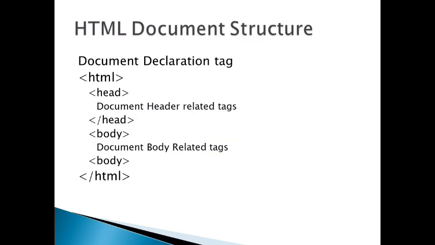Next comes the HTML document structure. First it should start with the document declaration tag. Can you find the starting html and at the end can you see the close html? Right. There are two main sections in an HTML document. What are they? One is head, another one is body. Can you find the head tag and close head tag, body tag and close body tag? Right. So the head tag contains the document header related tags and the body tag contains the document body related tags. This is the structure of an HTML document.